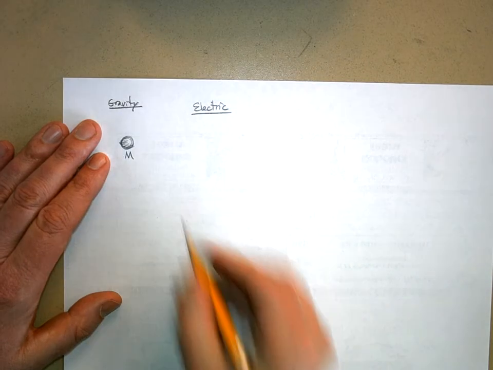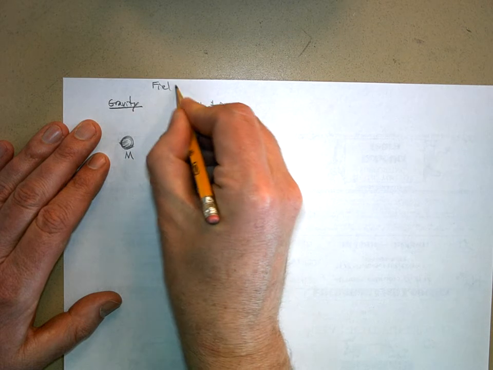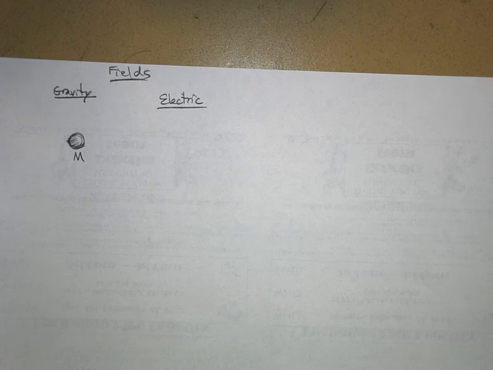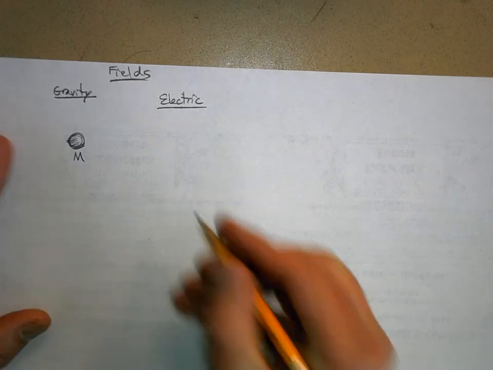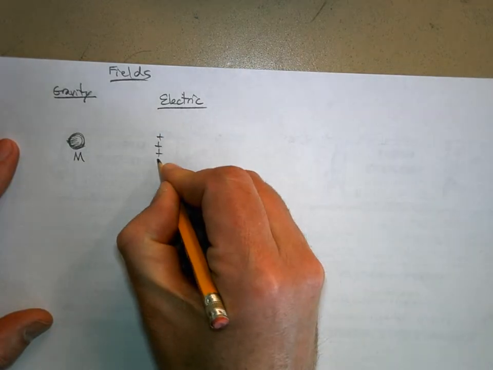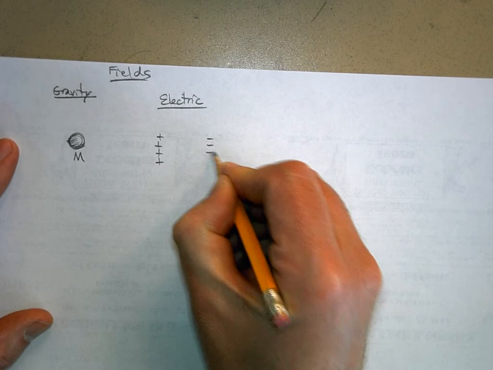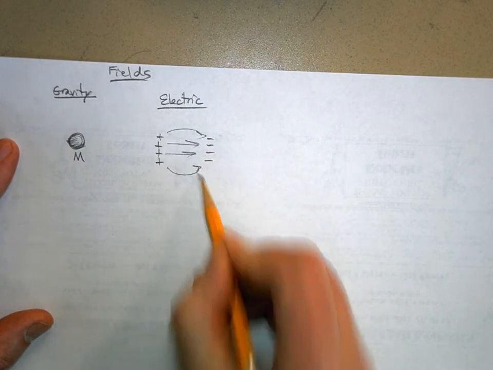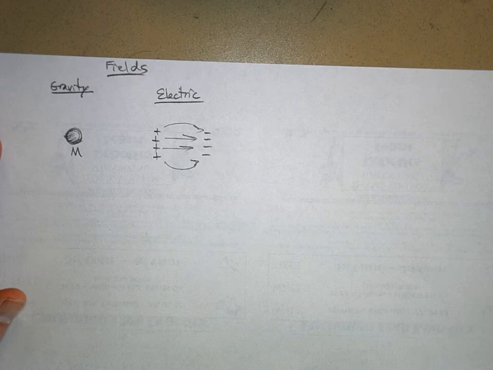Electric fields, so this is fields. Okay. And how do we make electric fields? What did I do to create an electric field? I separated charge, right? I put some positive charge over here and some negative charge over here, and it looks something like that, okay?